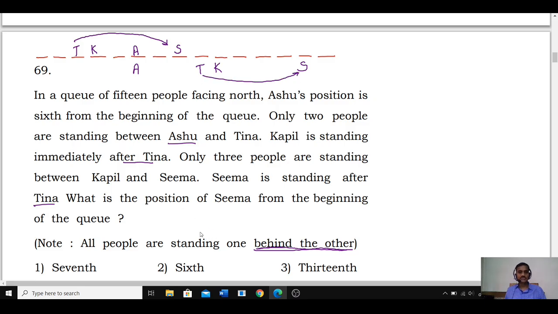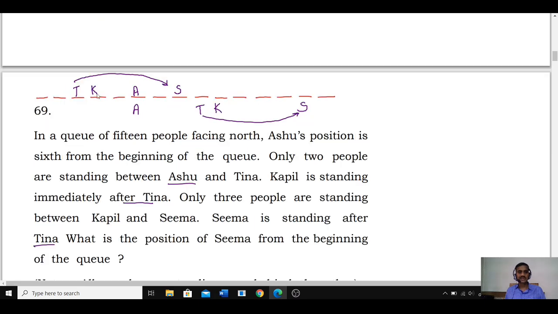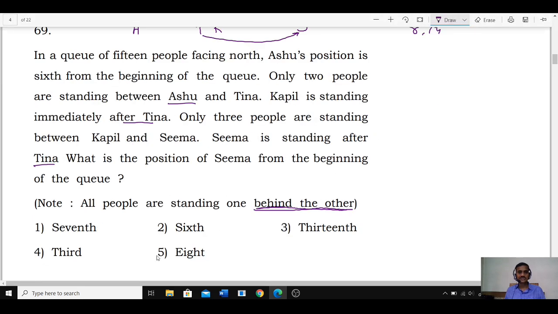Then what is the question? What is the position of Seema from the beginning? 3, 4, 5, 6, 7, 8th position, or 9, 10, 11, 12, 13, 14th position. Then 8 or 14. Out of which what is given here? 8th is given in the choices.